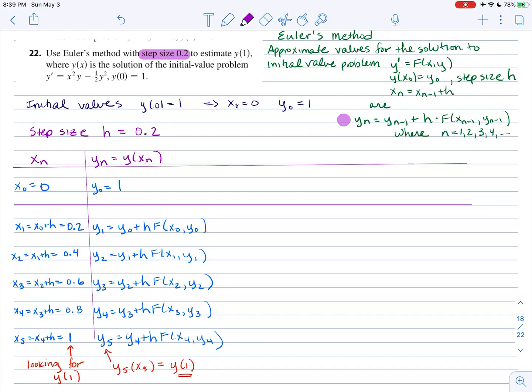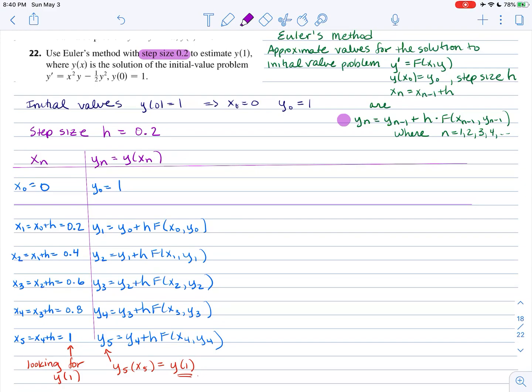So here is an example. Use Euler's method with step size 0.2 to estimate y of 1, where y of x is the solution of the initial value problem y prime equal to x squared times y minus 1/2 y squared, and our initial value is y of 0 equal to 1. So that means x sub 0 is 0 and y sub 0 is 1, and we know that the output of our solution is y of 0 equal to 1.